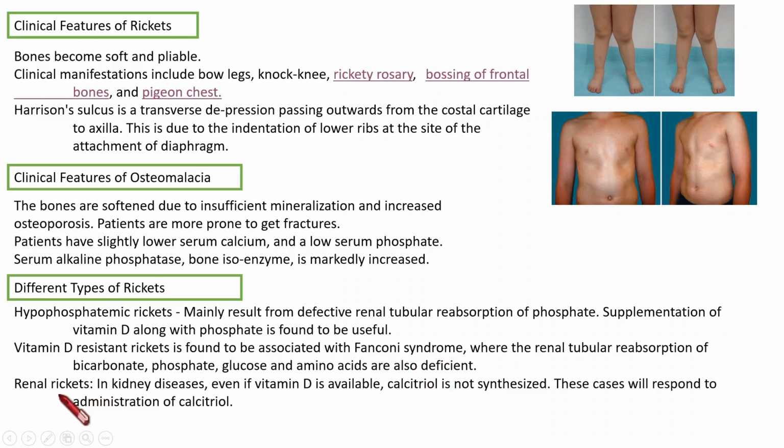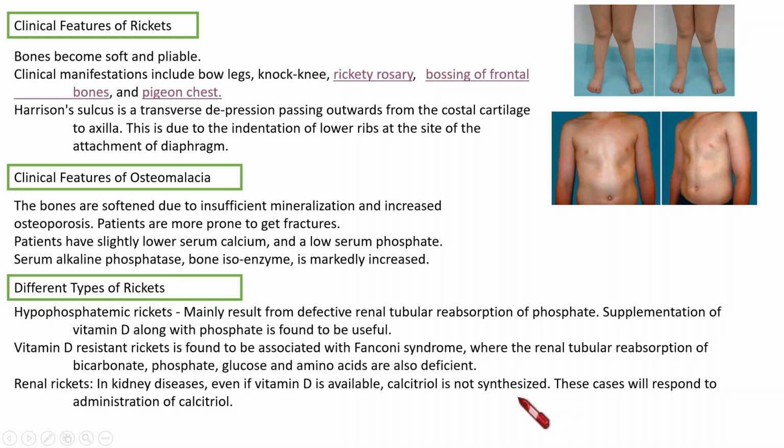Renal rickets. Renal rickets means that in the case of kidney diseases, even if vitamin D is available, calcitriol is not synthesized. That means the vitamin D is not properly activated through hydroxylation. We have learned that the final step of hydroxylation happens in the kidney, and as the kidney is defective, proper activation is not happening. In that way, calcitriol is not synthesized, and as there is no sufficient amount of calcitriol, calcium absorption and all those things will not happen properly.